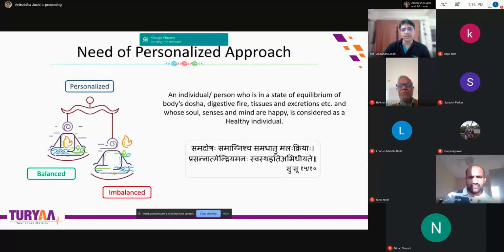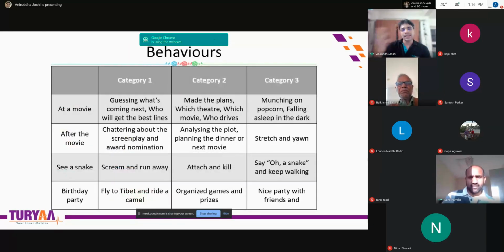So these three categories, we also call them Vata, Pitta, and Kapha. And of course, there are so many variations. For example, today itself, Kapil has made all the plans. So today he's kind of in the second category, which is Pitta. There is a possibility that sometimes he sits on the back seat.